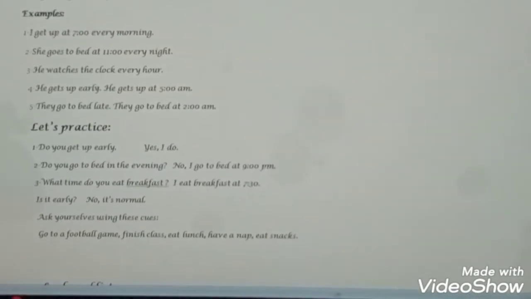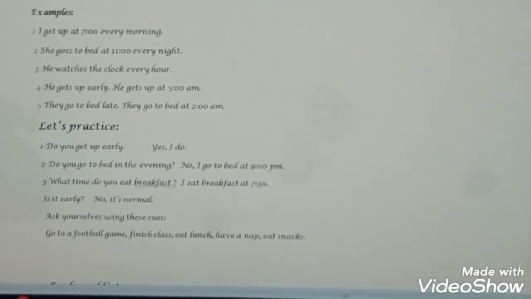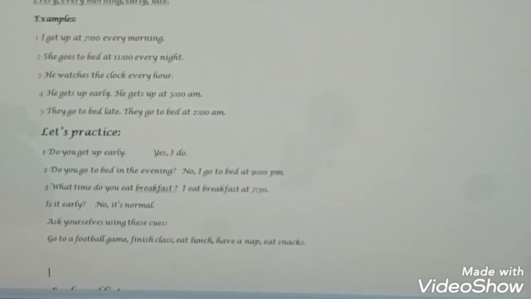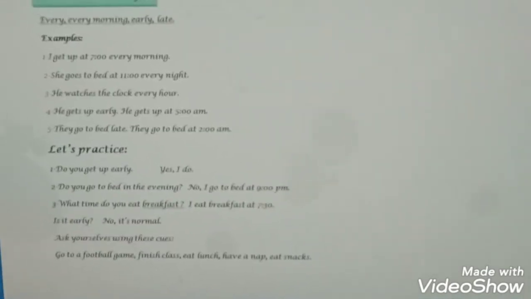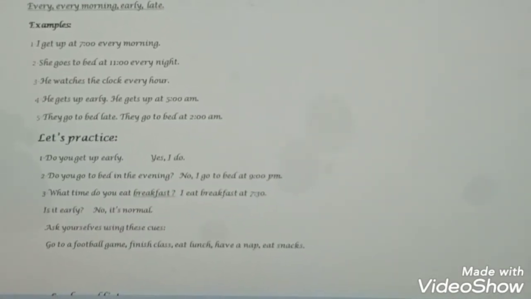Do you go to bed in the evening? No, I go to bed at 9 o'clock p.m. What time do you eat breakfast? I eat breakfast at 7:30. Is it early? No, it is normal. So try ask yourself using these cues.